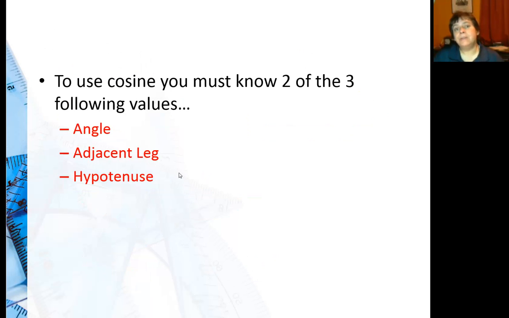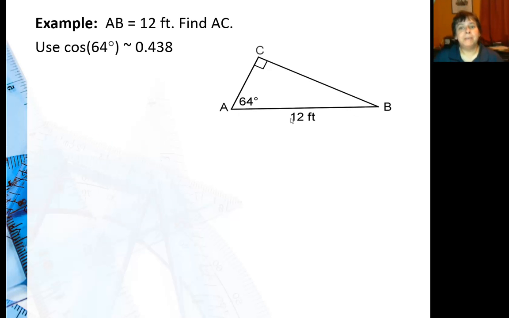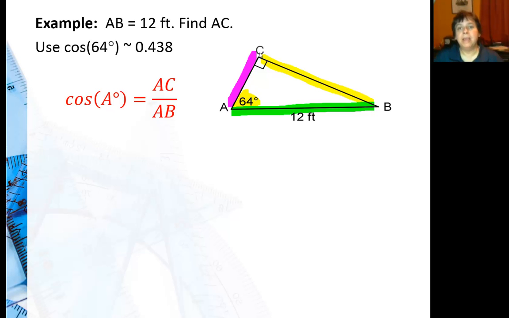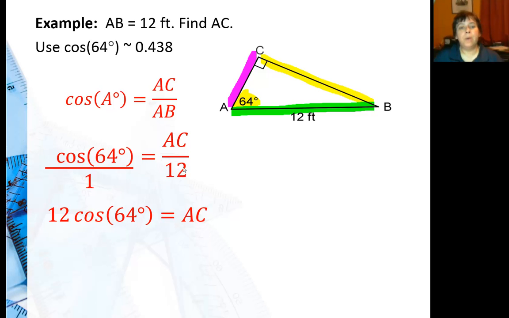To use cosine, it's very similar, but I don't need the opposite leg. I just need either the adjacent leg or the hypotenuse and an angle. In this problem, it's the same as before. I'm going to do 12 feet, but this time I'm going to find the adjacent leg. So let this one right here, and there's the opposite to the angle, and here is the hypotenuse on bottom. So I'm going to say cosine of angle A is AC, the adjacent side, over the hypotenuse, and substitute in values. So cosine of 64 is AC over 12. Go ahead and put a 1 under the cosine to make it easier to cross multiply, and you get 12 times cosine of 64 equals AC.